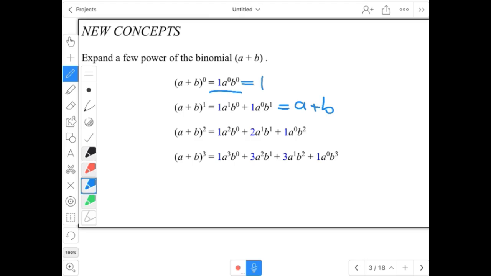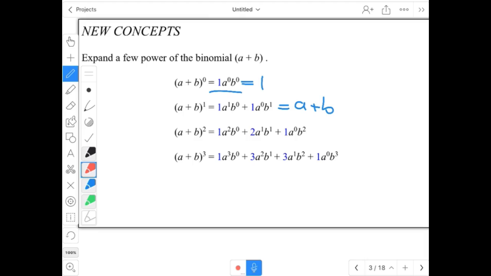We have (a + b) squared, or to the second power, so that would expand as 1 times a squared and b to the 0, 2 times a to the first and b to the first, plus 1 times a to the 0 and b squared. So here we start to get kind of a pattern going on.